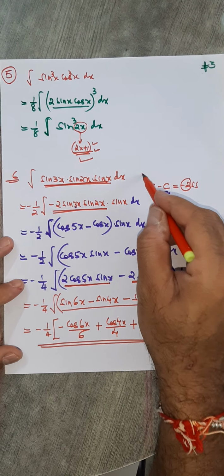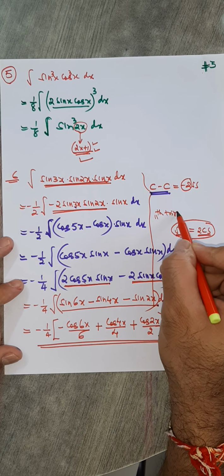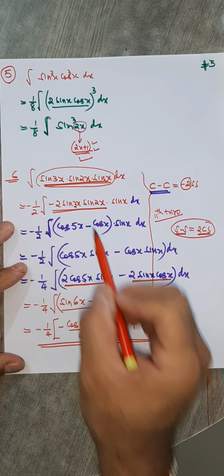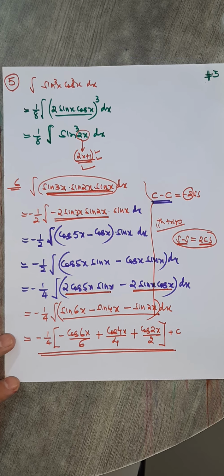This portion is 11th standard trigo. Remember, this is the 11th trigo. Right? It is not integration. This is just from product to sum or the difference. Integration is just one line, you might have noticed.